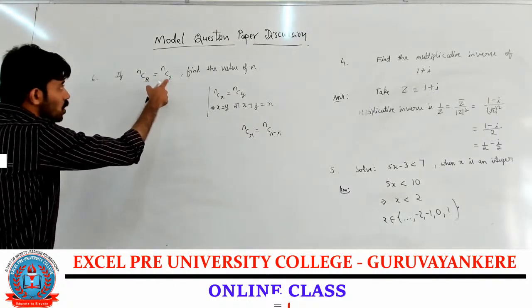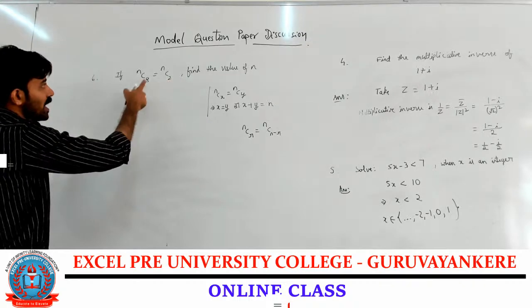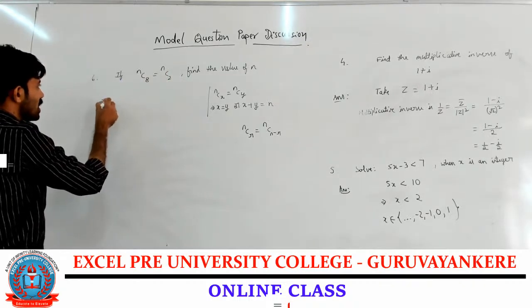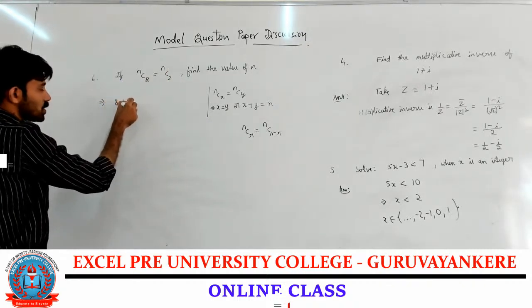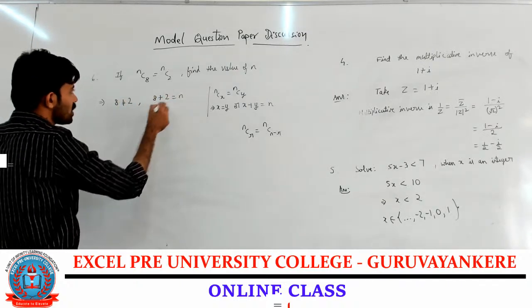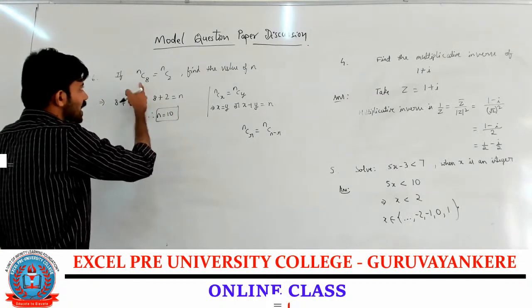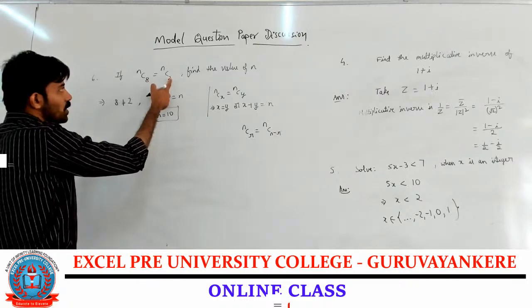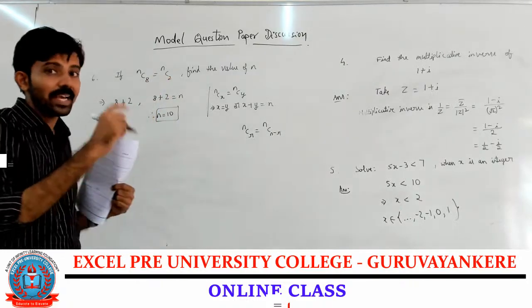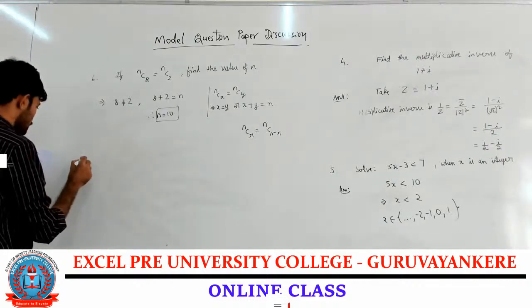So 8 equal to 2 is not possible. x equal to y, 8 equal to 2, is not possible. So 8 plus 2 is n, correct? 8 is not equal to 2, so 8 plus 2 is equal to n. Therefore, the value of n is 10.